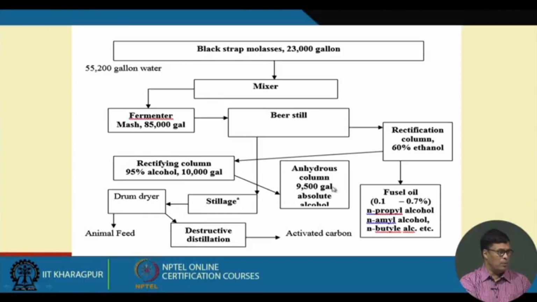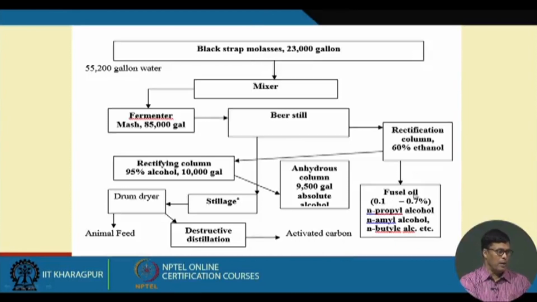Then we can use the anhydrous column, or use the azeotropic distillation process with benzene as a solvent, and we get absolute alcohol. Now in the beer still, after the distillation of alcohol, whatever is left we call stillage. You can drum dry it and use it as animal feed. Or when it undergoes the destructive distillation process, it produces activated carbon.